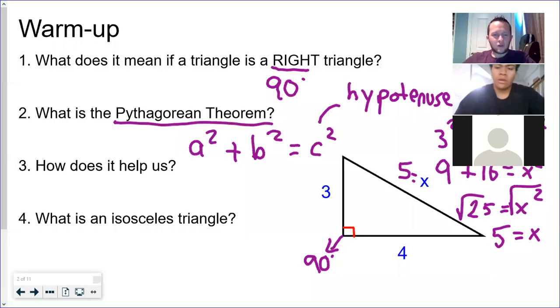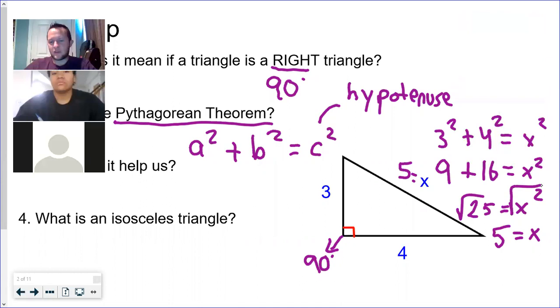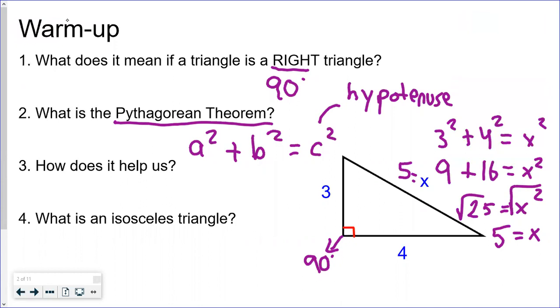All right, guys, so here is our warm-up. We've already said that a right triangle has a 90-degree angle. The Pythagorean theorem was a squared plus b squared equals c squared, and we just used the Pythagorean theorem and solved for x. Now we have one more question left that we haven't answered, which was, what does it mean if a triangle is an isosceles triangle?